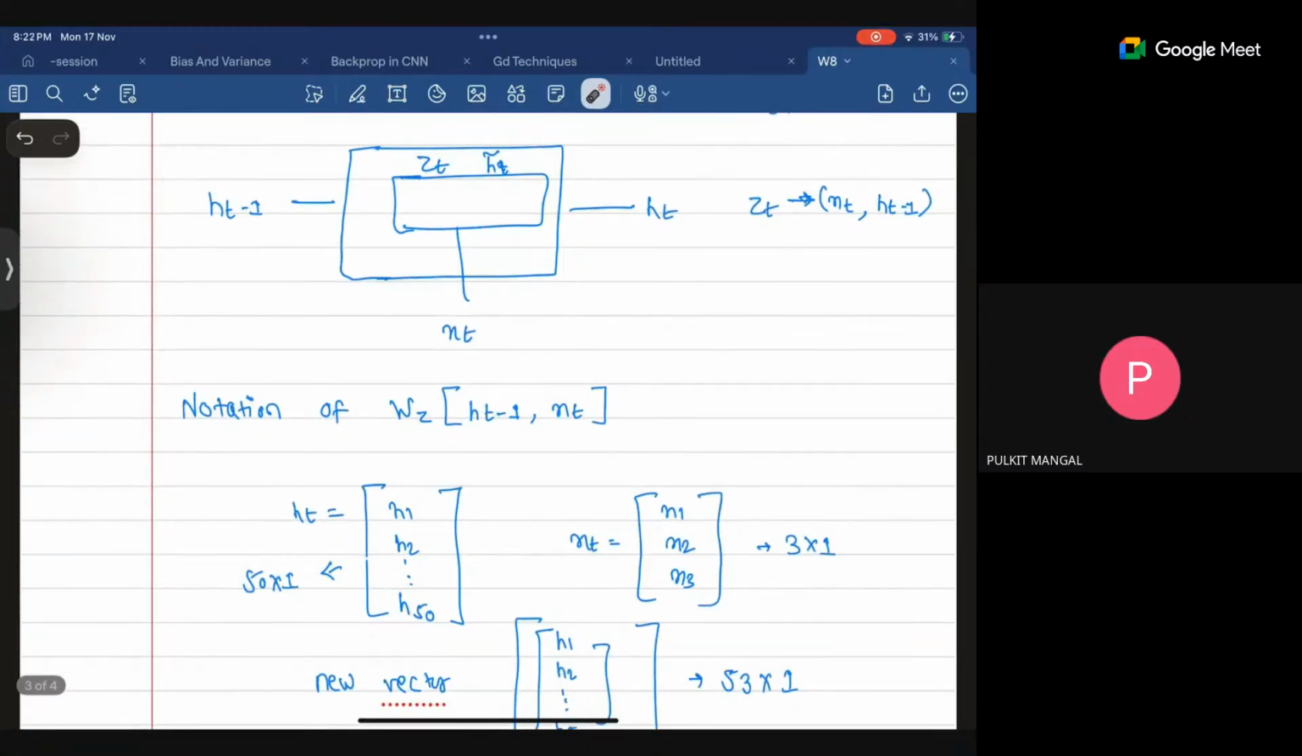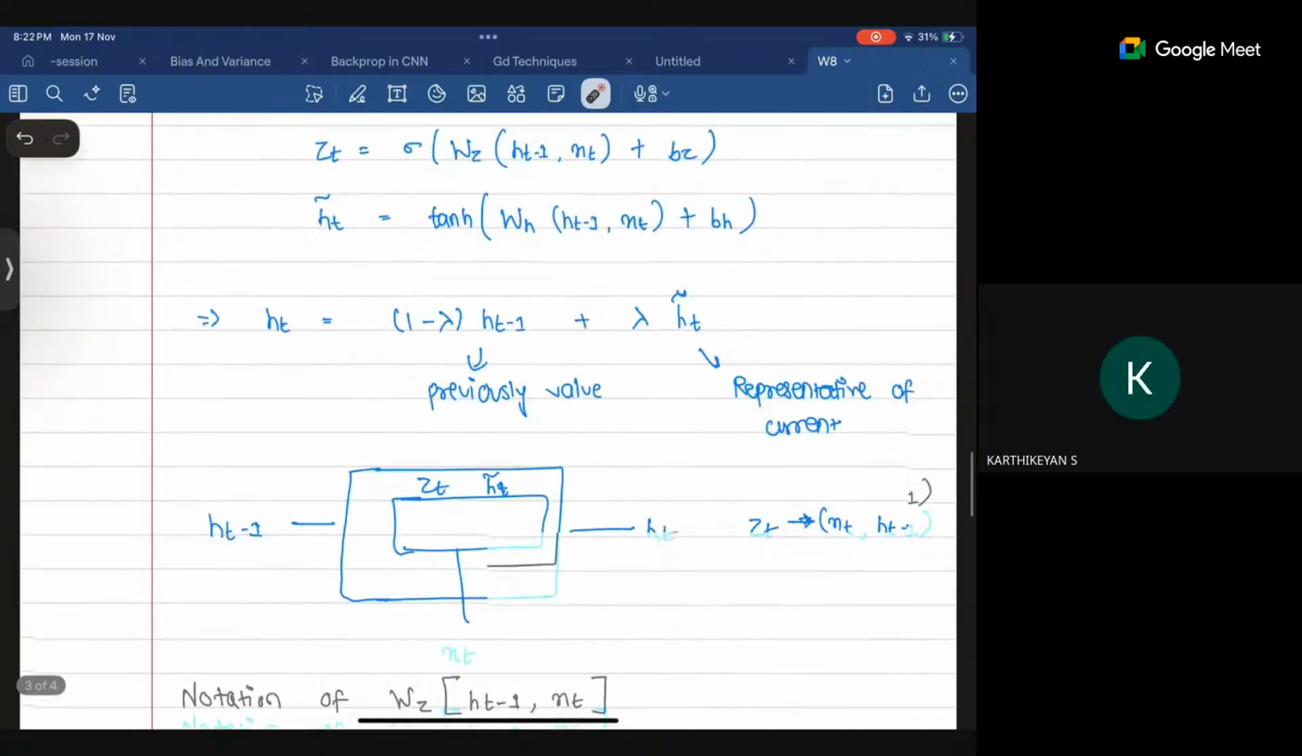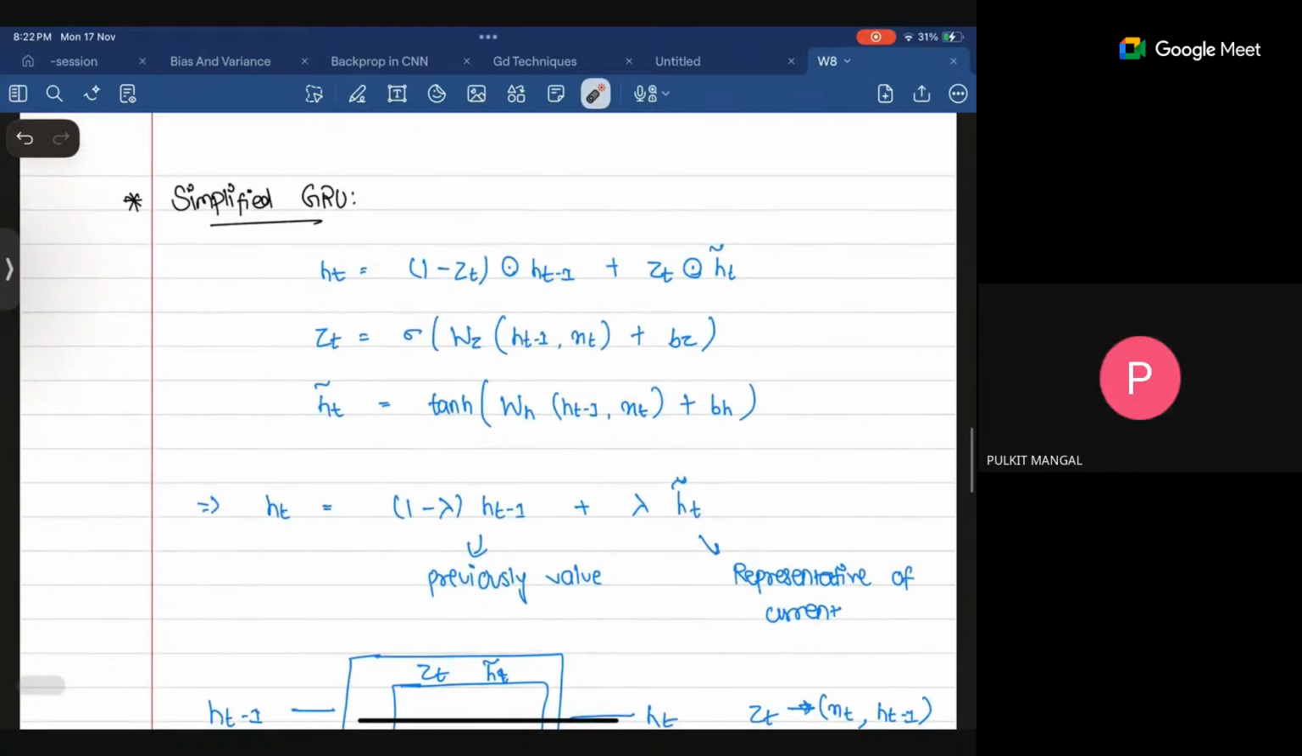Yes, Karthikeyan. Can you go to this flashcard? This part? Yeah. For HT tilde, why do we take tanh? See, these are some experimental things that they did, and tanh worked better. That's the only explanation we have. Oh, that's the only explanation.